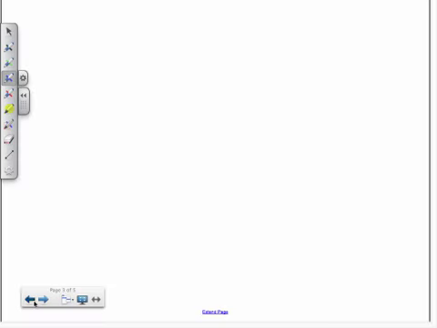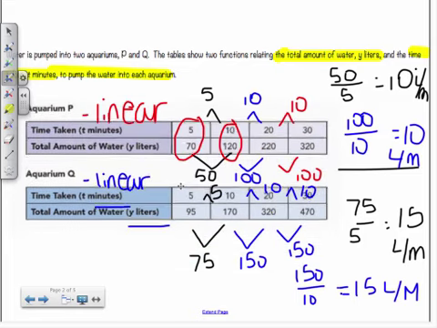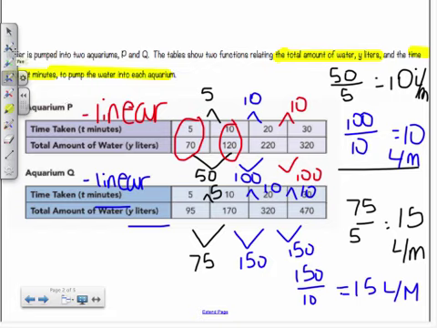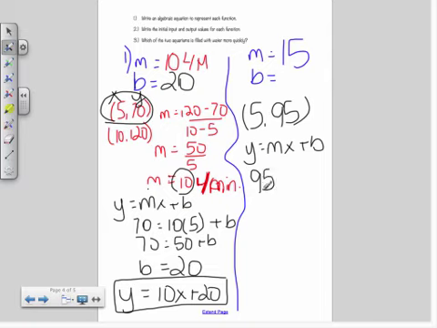So I'm going to use one of my coordinates. I will use (5, 95). It really doesn't matter what you use, whatever you prefer. So again, I'll use (5, 95) and plug it into my formula. So remember, y equals mx plus b. You know the y is 95, you know the m is 15, you know the x is 5, and you're trying to solve for b, so plus b.